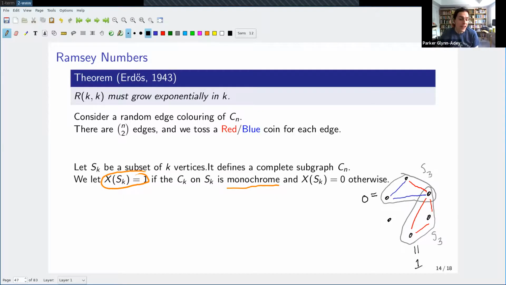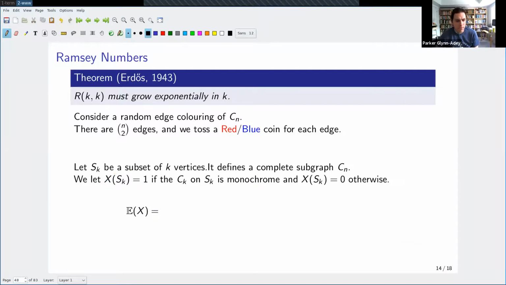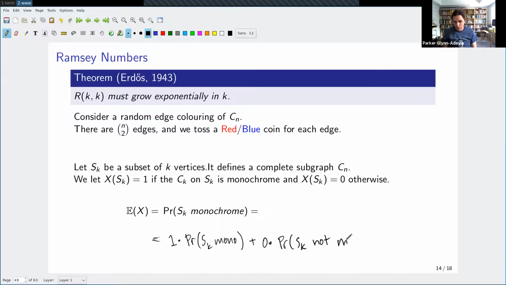And now we're going to calculate an expectation of this thing. So the expected value is just the probability that this thing's monochrome, right? So this is like 1 if this thing's monochrome, plus 0 if this thing is not monochrome, right? So that cancels down and we just wind up with this term.